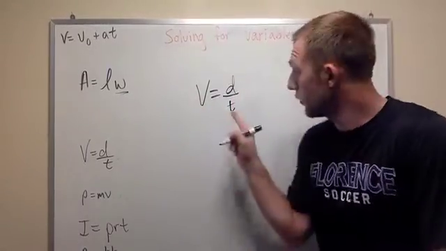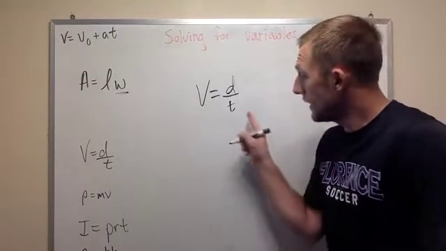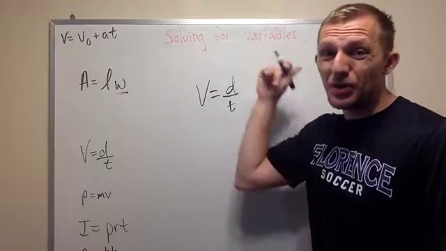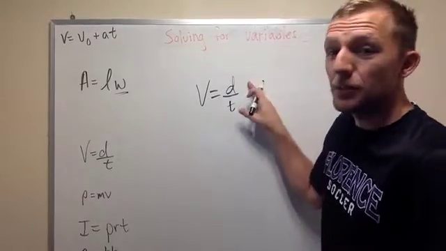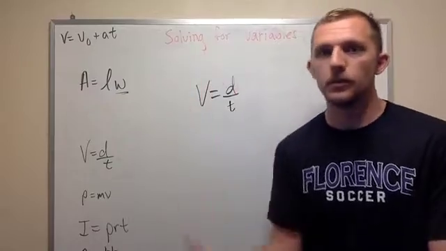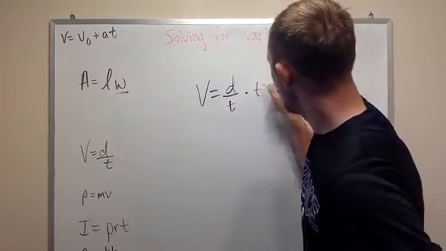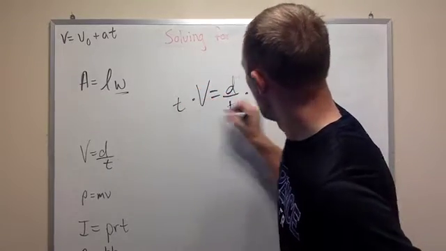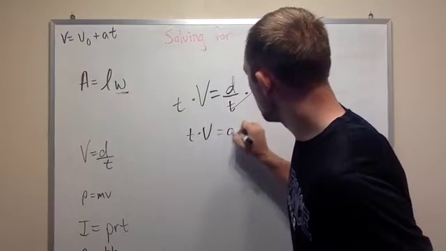Well, right now, I don't want T to be down there, all right? So I need to move T up to, this is the denominator, right? I need to move it up to the numerator. Well, the only way I can do that is by multiplying by T. All right, so I multiply times T on both sides. That cancels out, and I'm left with T times V equals D.